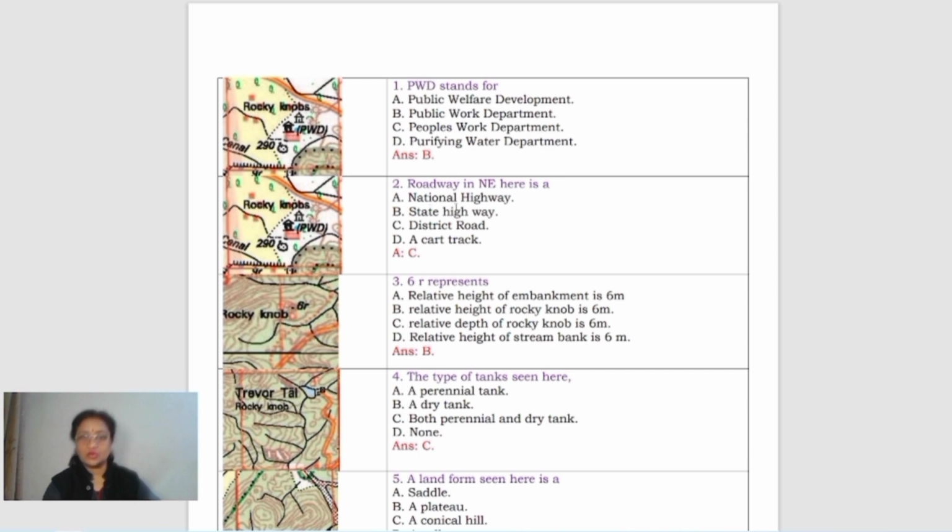Now next is roadway in the northeast. Here is a roadway. Roadway is this one, you can see. Now what type of roadway is this? This is a district road.